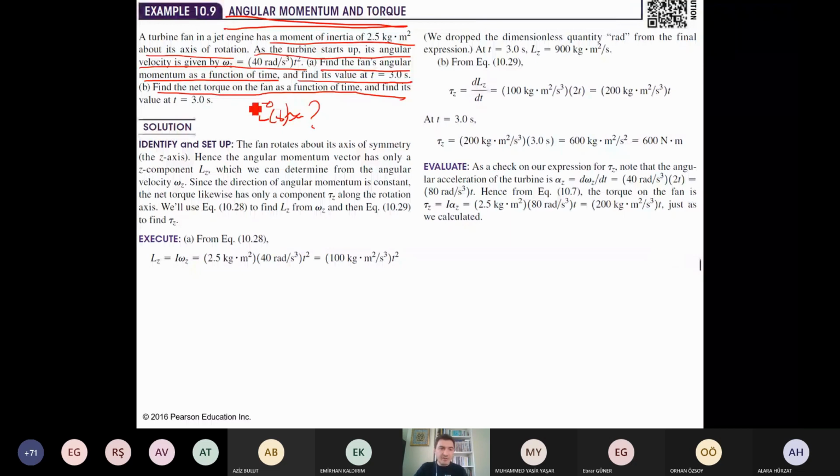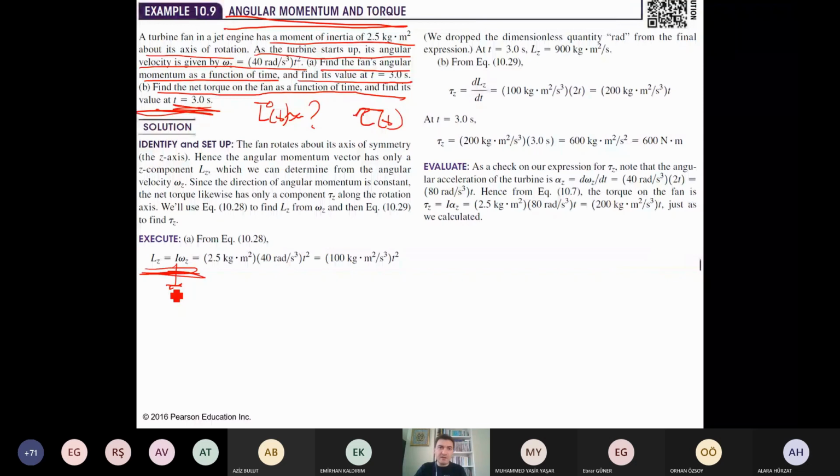Angular momentum is given with I times omega. Moment of inertia is given, okay? And angular speed is also given within the question. Look at this one. Then put it there. So now we have relation for the angular momentum in terms of time. So when the time is 3 seconds, just take 3 seconds here. Then you can calculate the angular momentum, 900 kilogram times meter square per second.